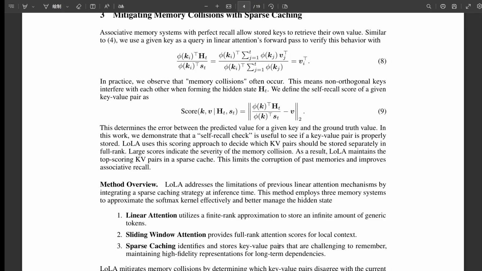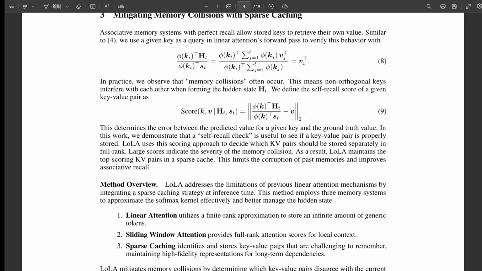It is, and LoLA uses the score to intelligently manage its memory systems. Key value pairs with high self-recall scores, those are the difficult ones, the ones prone to collisions, they get selected and stored separately in the high-fidelity sparse cache. Okay. Easy to remember pairs, the ones with low scores that the linear state can represent pretty well, those are the ones that get primarily integrated into the recurrent hidden state update. That's conceptualized in equation 12.